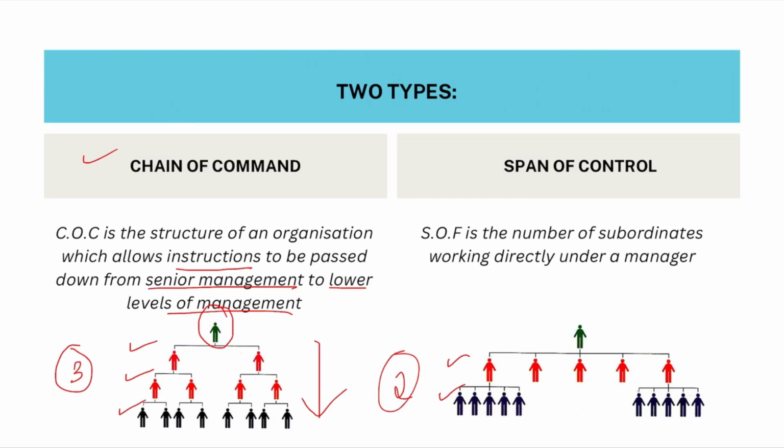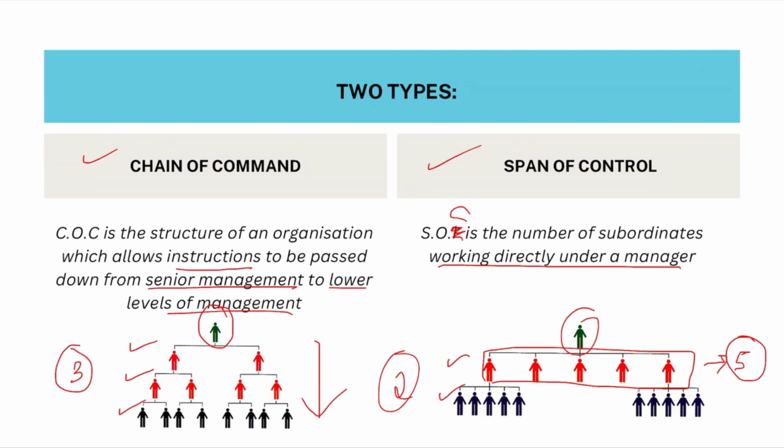All right. Next we have the span of control. The span of control is the number of subordinates working directly under a manager. So here we have 5 people working directly under this guy. So the span of control would be 5 here, and here it would be 2 because there are only 2 people working directly under this manager, right?